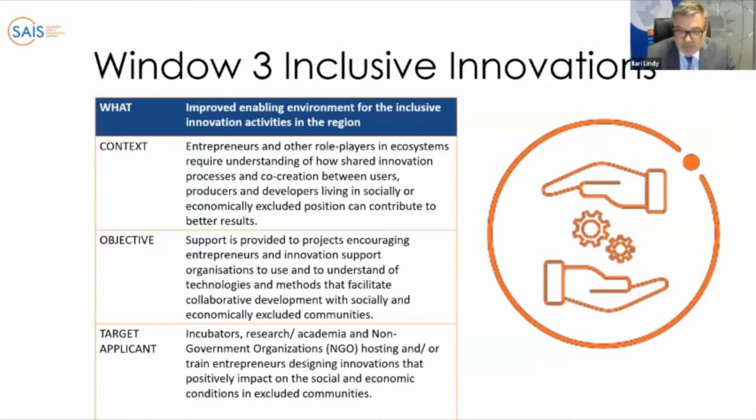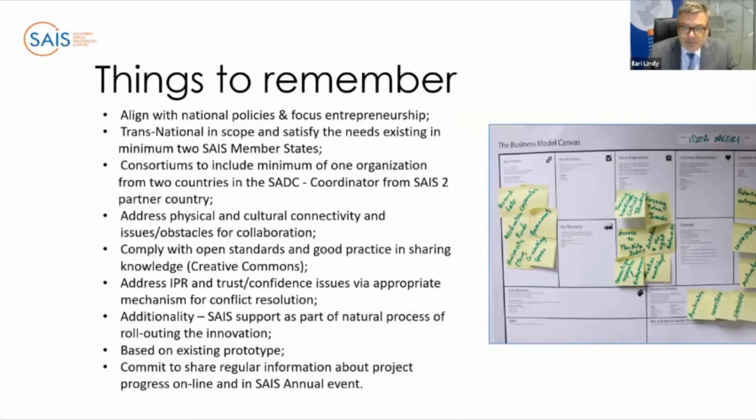Again, the call would be focusing on multipliers or innovation support organizations such as incubators, but also research and academia working in this space, and particularly NGOs. Finally, a couple of things to remember going through what a proposal would need to tackle and think about. So align with the national policies and focus on entrepreneurship. SAIS has a certain focus, which is innovation and entrepreneurship, innovation systems that are specifically helping entrepreneurs.